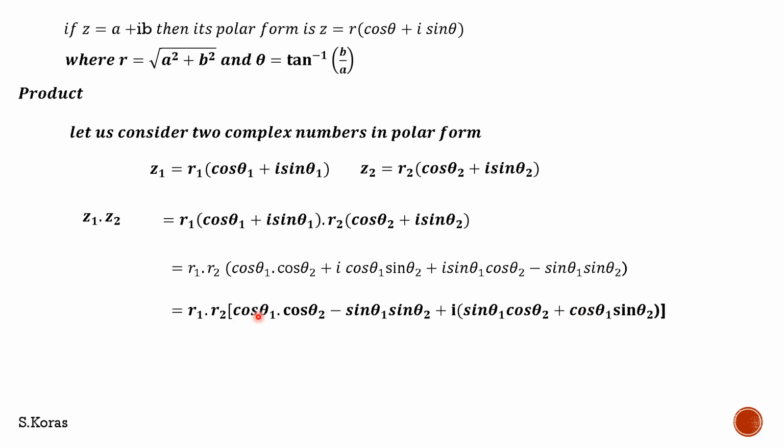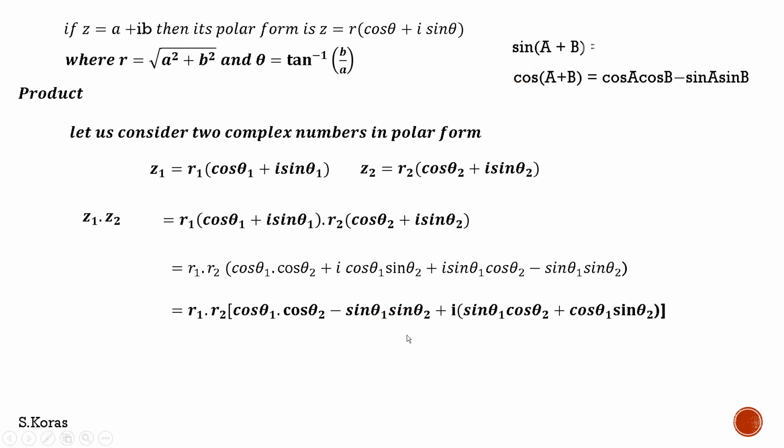Now if you see, this is in the form cos A cos B minus sin A sin B. If you consider theta 1 as A and theta 2 as B, it is in the form cos A cos B minus sin A sin B. The same way, if you see here, sin A cos B plus cos A sin B. So let us use the trigonometric formula. Cos A cos B minus sin A sin B can be written as cos of A plus B. So this can be written as cos of A plus B.